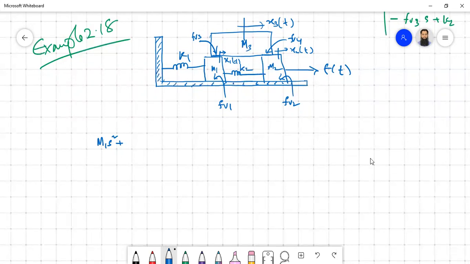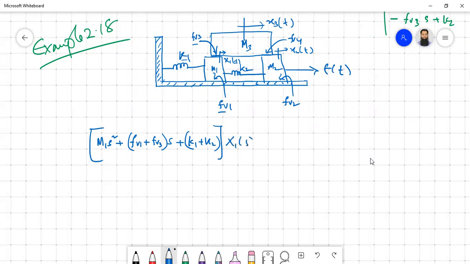Okay, so now look at here. Look at the equation. So self-impedance. This is self. This is self. This is self. This is also self, and this is also self. So your equation should be something like this: M1 S square plus FV1 plus FV3 S plus 2 spring K1 plus K2. So the motion of that one.